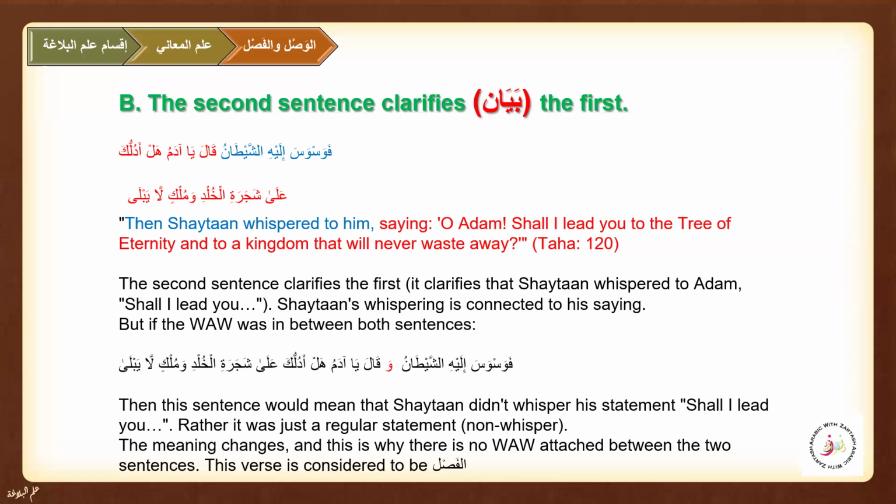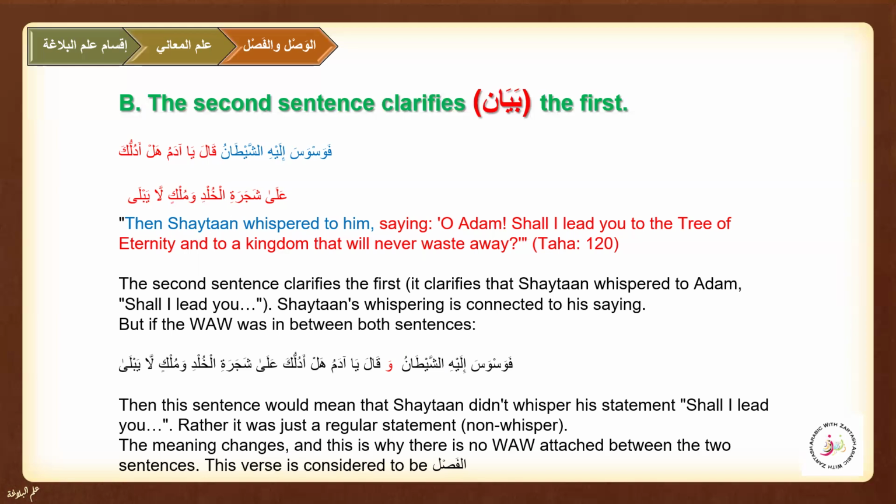Okay, so he conveyed that message to him not whispering, and that is, subhanallah, the difference of one letter. It changes the entire meaning of this ayah. The meaning changes completely, subhanallah, and this is why there is no waw attached between the two sentences. These two verses are considered to be connected, and because there is no waw mentioned between these two sentences, the second jumla is clarifying the first jumla, because this is what Shaitan whispered in Adam's ear: فَوَسْوَسَ إِلَيْهِ الشَّيْطَانُ, and then what he said, قال يا آدم هل أدلك على شجرة الخلد وملك لا يبلى. This is what he whispered in Adam alayhi salam's ear.